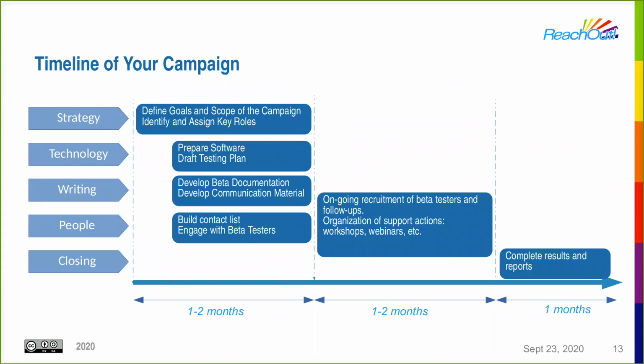Finally, regarding the timeline of the campaign, typically a beta testing campaign could take something between 3 and 5 months. The first phase is preparation, 1 to 2 months, depending on how mature you are in preparing the beta testing campaign. Then the second phase is executing the campaign and engaging with the beta testers, which could take 1 to 2 months. And finally, we leave some time to analyze the results at the end.